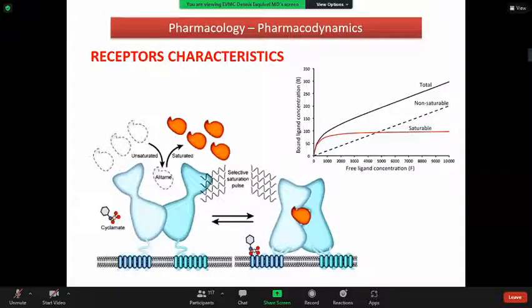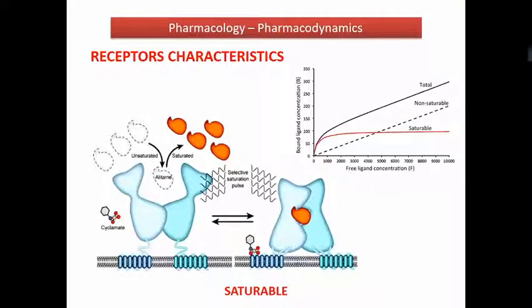Okay, so what are the characteristics of receptors? First, it is saturable. You are already aware that when a drug or any substance interacts with the receptor, as you increase the concentration of the interacting substance, or in pharmacology the dose of the drug, more of the drug interacts with the receptor, and you expect an increasing effect of the drug or increasing expression of the effects.